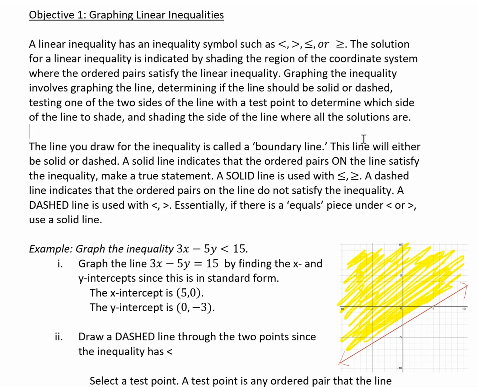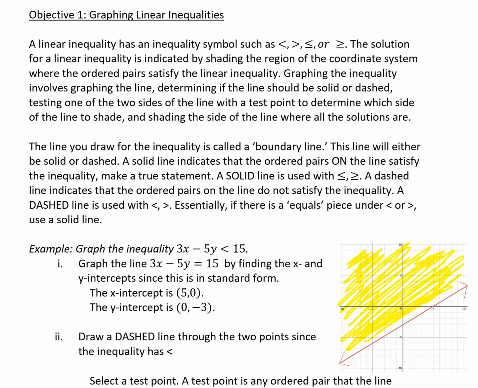The line you draw for the inequality is called a boundary line. This line will either be solid or dashed. A solid line indicates that the ordered pairs on the line satisfy the inequality, make a true statement. A solid line is used with less than or equal to, greater than or equal to. While a dashed line indicates that the ordered pairs on the line do not satisfy the inequality, a dashed line is used for less than or greater than. A short version of this is essentially, if there is an equals piece under the less than or the greater than, use a solid line. If there's not an equals piece under them, use a dashed line.